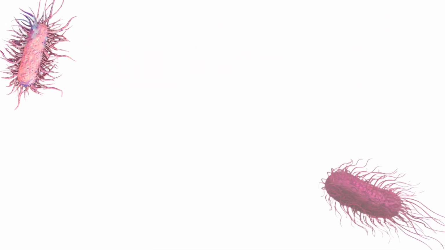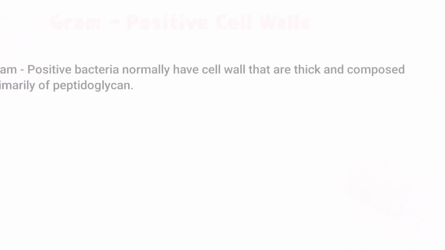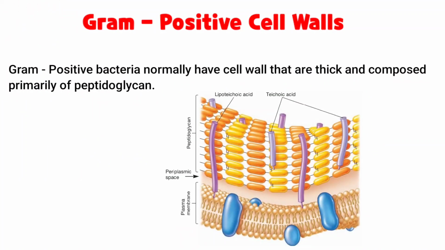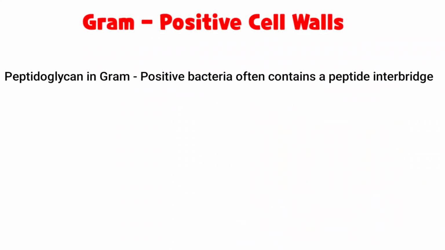In this video, we will learn about gram-positive and gram-negative cell walls. Gram-positive bacteria normally have cell walls that are thick and composed primarily of peptidoglycan. Peptidoglycan in gram-positive bacteria often contains a peptide interbridge.